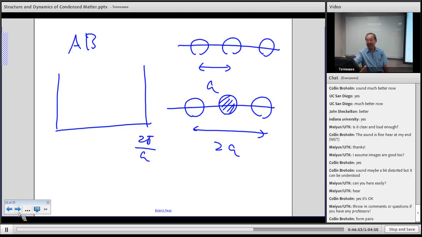Right. Here at the pi over A, you start to see the peak. Okay? And this peak grows as the order increases. So you can see this ordering, chemical ordering, directly by diffraction.